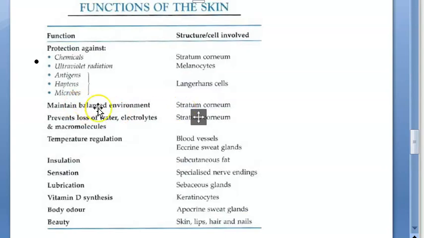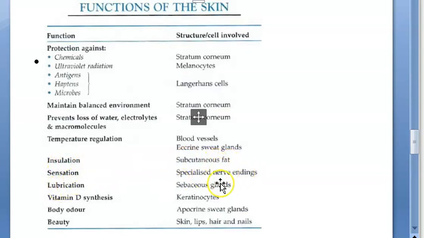Then coming to temperature, etc., who will help you? It will maintain a balanced environment, the stratum corneum. Stratum corneum also prevents the loss of water, electrolytes, macromolecules, right? It's more like a wrap. You're wrapped with the skin, right? Temperature regulation happens because of your blood vessels, your eccrine sweat glands, your hair, the erector pili muscle, which will make your hair stand up, etc. Insulation is happening because of your subcutaneous fat.